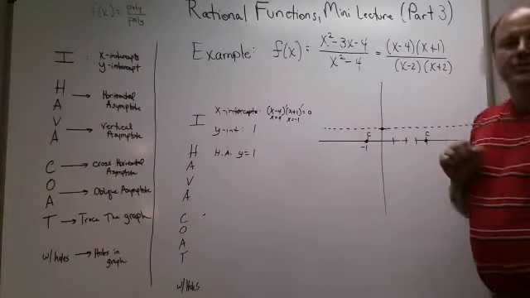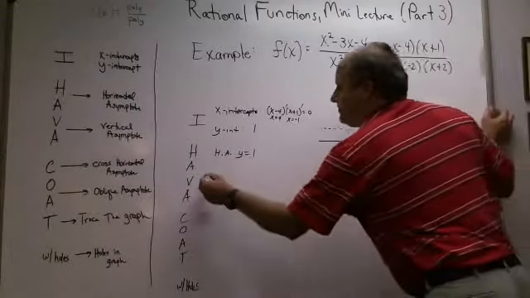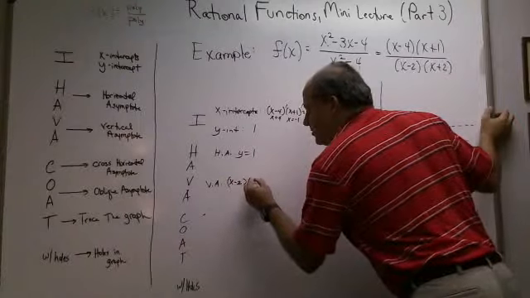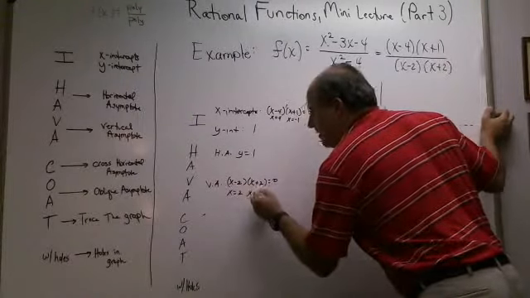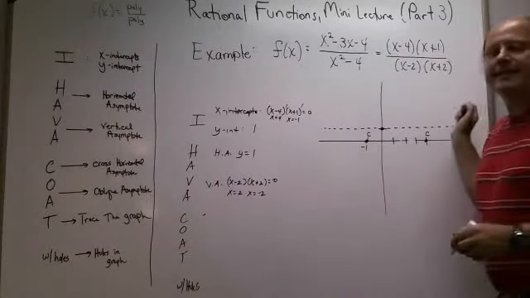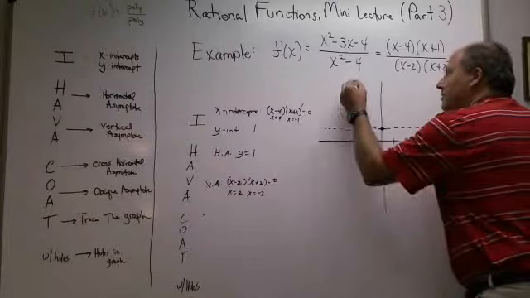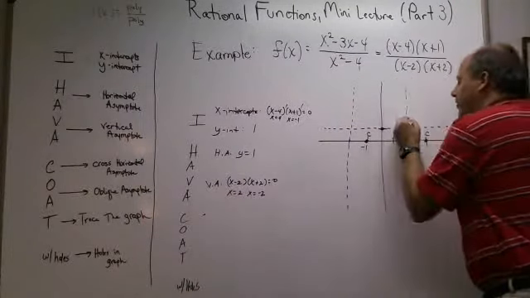Now, the vertical asymptotes are found by setting the denominator equal to 0. So x minus 2 times x plus 2 equals 0. So x equals 2 and x equals negative 2. And these are domain errors. This just tells me these numbers are not allowed. So at negative 2 and positive 2, there are vertical asymptotes.